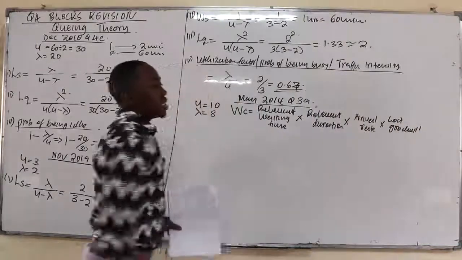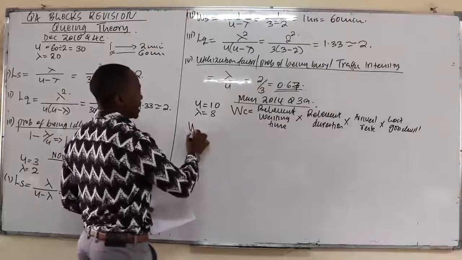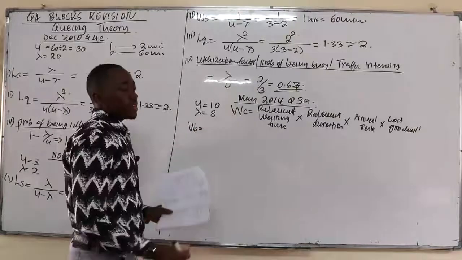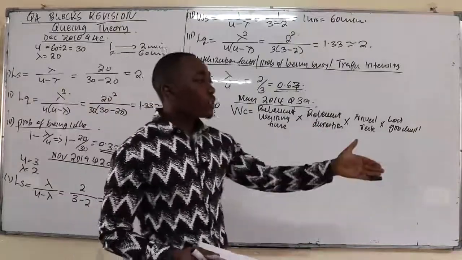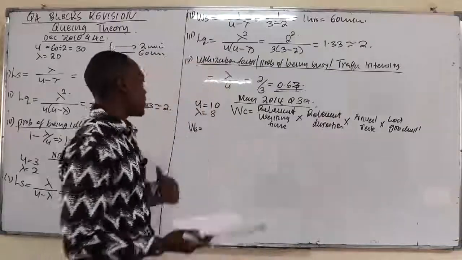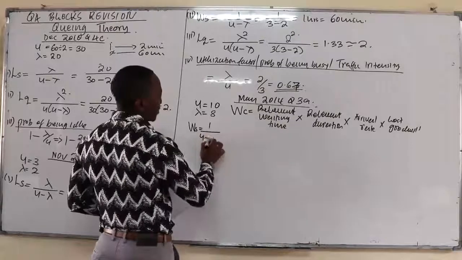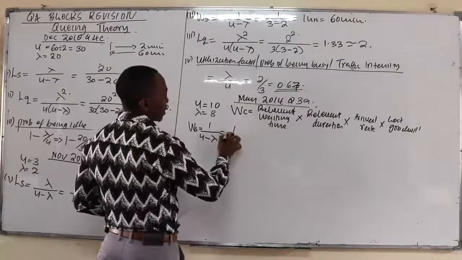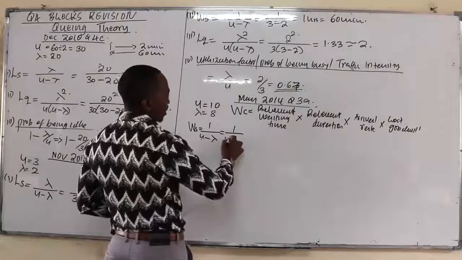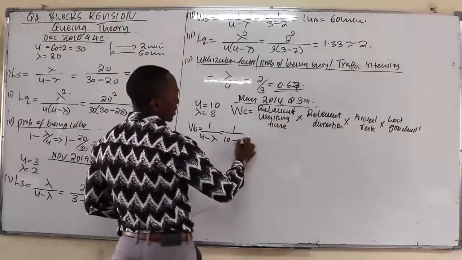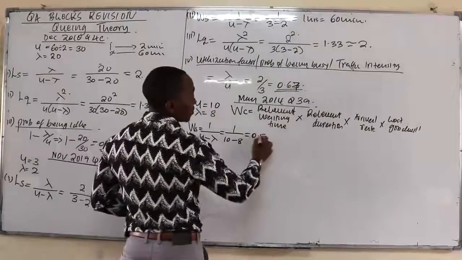So a relevant waiting time is the waiting time in the system. We see that the waiting time in the system is the duration between once you enter the chemist until you leave the chemist. But in this case, how do we get the waiting time in the system? It's 1 over the service rate minus the arrival rate. The service rate is 10, the arrival rate is 8. So 1 over 2, it's 0.5.